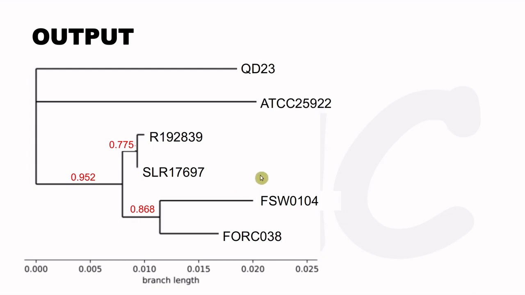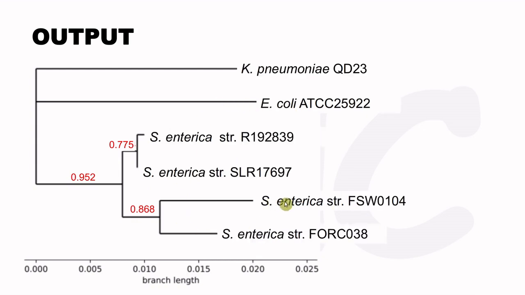Now this result I got is not surprising because of the species of organisms used. If you look at this one, this is Klebsiella species, this is E. coli. And so this high value here confirms that the organisms here are clearly different from this organism, because these organisms are all Salmonella enterica strains, hence this higher value.